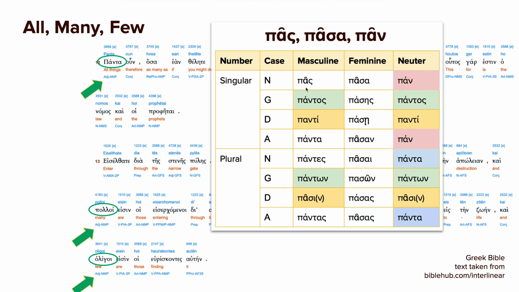All right, so this is our chart for πᾶς, πᾶσα, πᾶν, and you can see here that we're talking about the accusative neuter plural, panta. So all things would be plural. It's the same as the nominative.